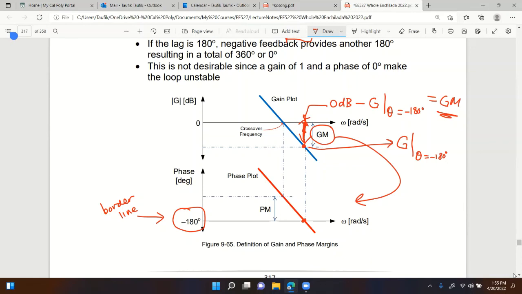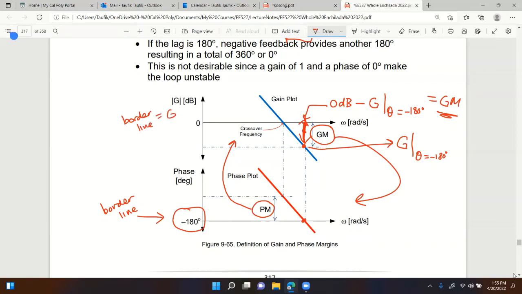Phase margin, the other one. If you're looking for phase margin, always look for the opposite plot at first. Phase margin, that means you look at the gain plot first. What are you looking for in the gain plot? Look for the other borderline. What is the other borderline?